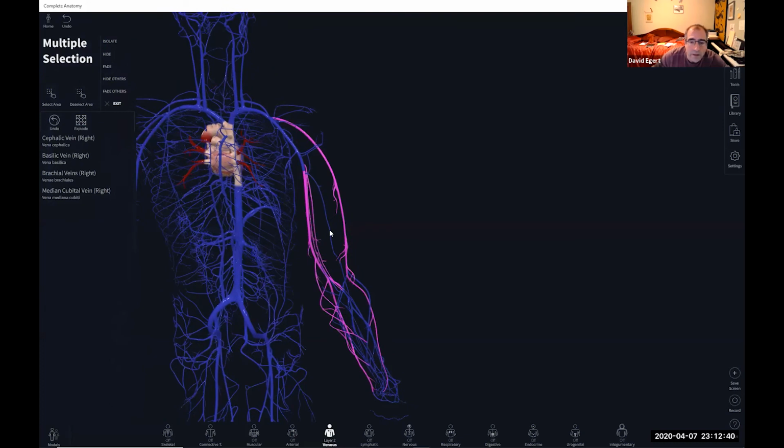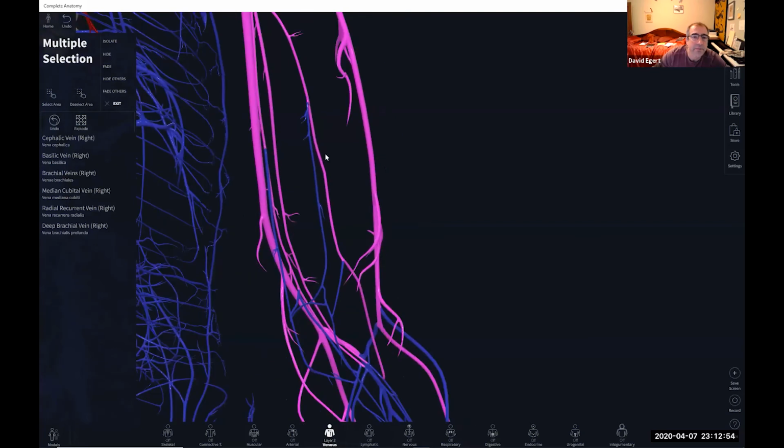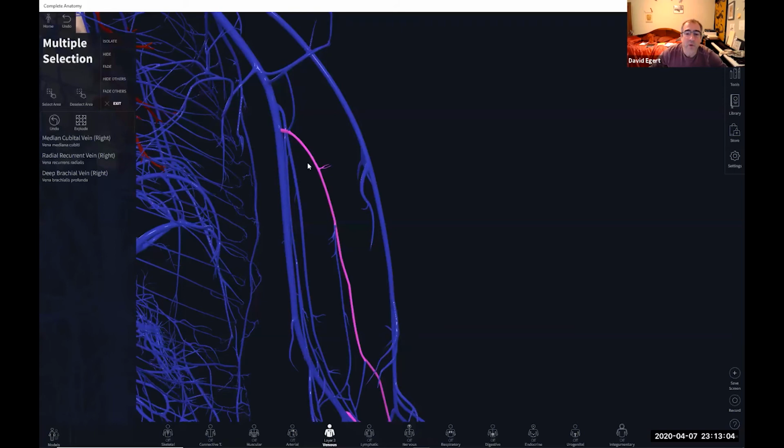Meanwhile, there's this deep brachial vein right here. So this one, let me turn these off now. So here, this is that one that's going to be deep.